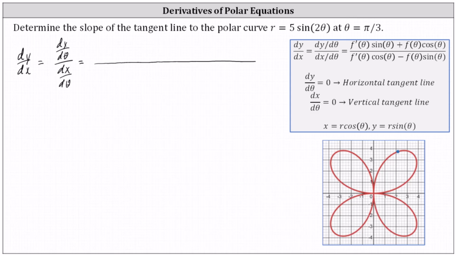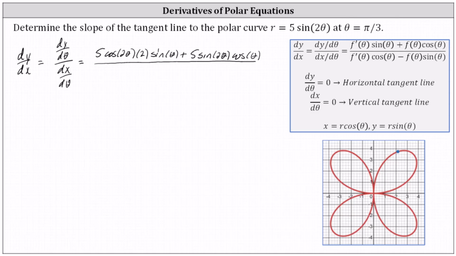Let's begin by determining dy/d theta, where again dy/d theta equals f prime of theta, which is the derivative of 5 sine 2 theta with respect to theta, which requires a chain rule. The derivative is 5 times cosine 2 theta times the derivative of 2 theta, which is 2, and we have times sine theta, and then plus f of theta, which is 5 sine 2 theta, times cosine theta.